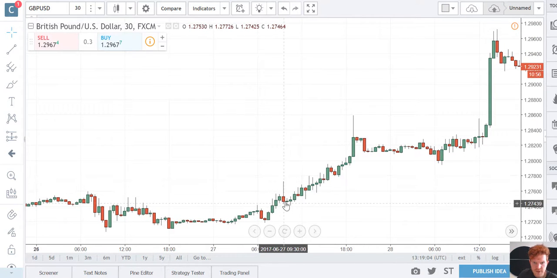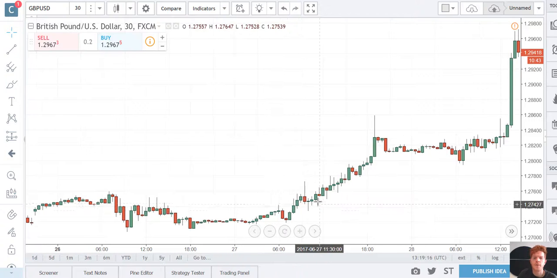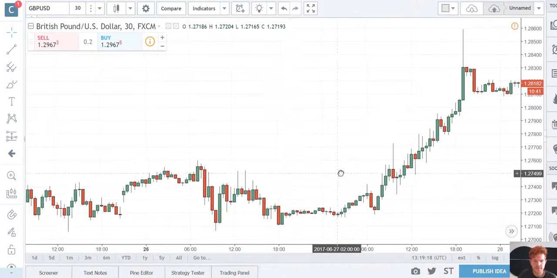Right here you can see a shooting star, but it actually didn't come off. So that does show us that they're not guarantees. You're basically working on averages. More often than not, they will go your way, but sometimes they do not.